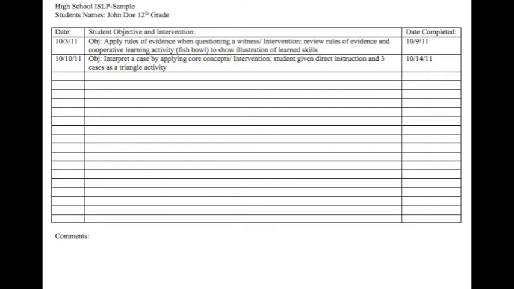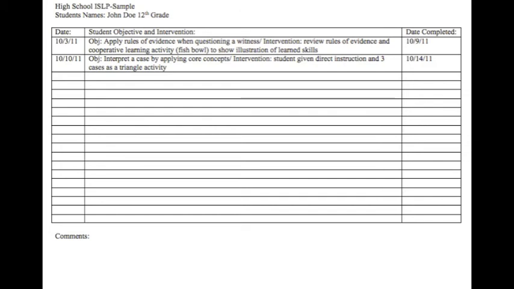And last are our high school ISLPs. Those are for grades 9 through 12, and they run a little bit differently from our elementary and middle school. Our high school ISLPs, every teacher has a binder, and that binder has a set of ISLPs for every student that they see. So instead of each student having one ISLP in general, they'd have one for every teacher and every subject area that they see.